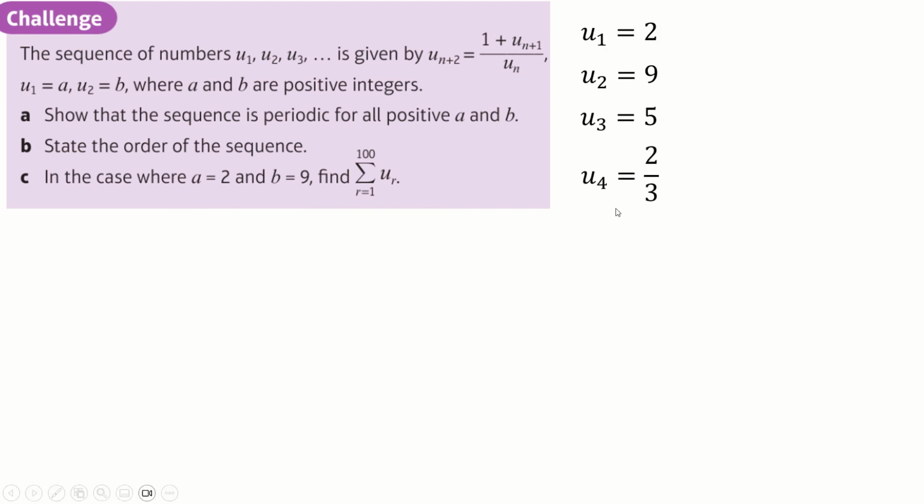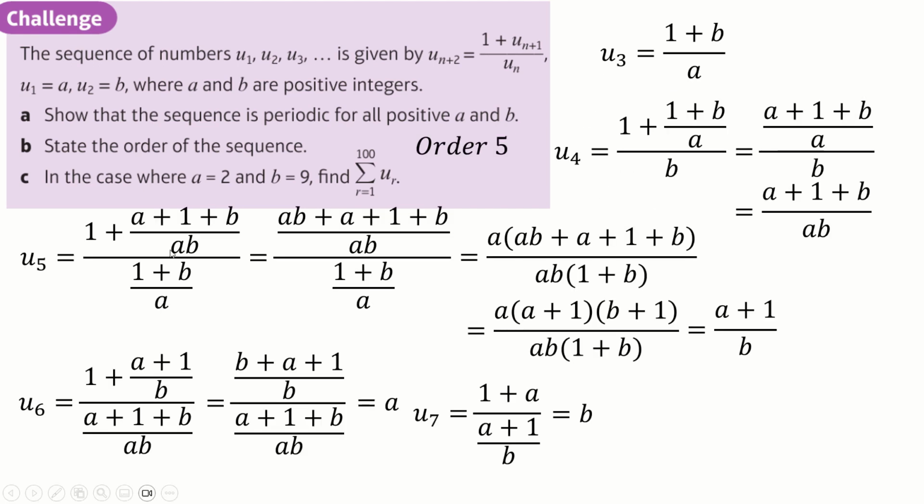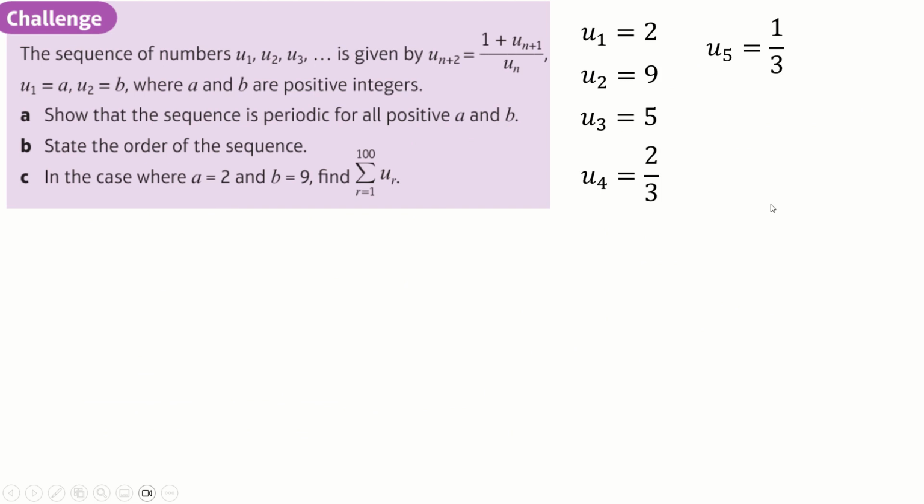We're getting that right? Perfect. And the fifth term from here is 2 plus 1, which is 3 over 9, which is 1/3. And then we get back to the first two terms. So I think that's the sequence.